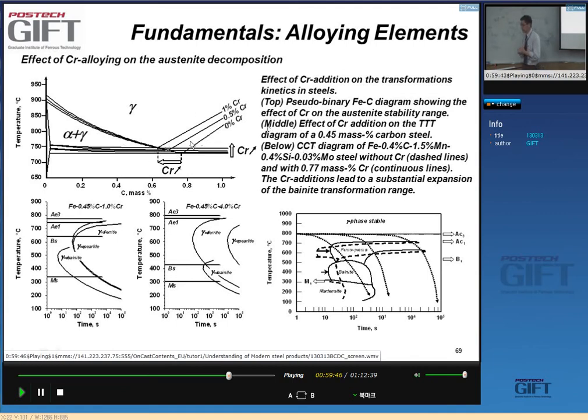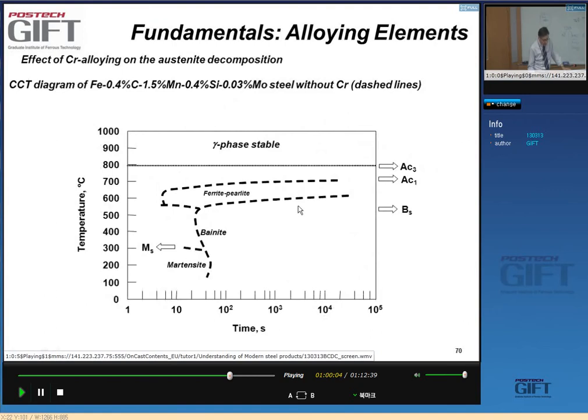So here, this pseudo binary diagram shows that. The AE1 temperature goes up, so it's a ferrite stabilizer. And I have some enlargements here of this transformation diagram. So let's have a look at a CCT diagram for a steel. It's an engineering steel, 0.4 carbon. And it doesn't have molybdenum in it. So this basically tells me the transformation behavior of this material. Just in case you don't know or don't remember how this type of diagram works.